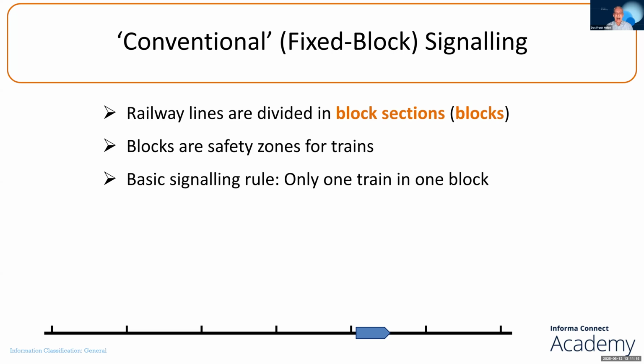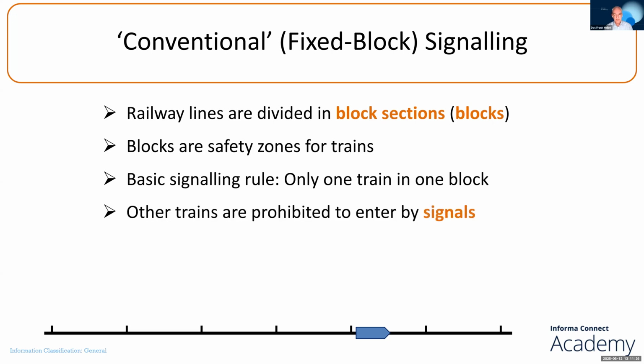Now, how do you prevent other trains from getting into the same block section? That would be a risk. They could collide, right? We don't want that. So block sections are protected by signals. There is the concept of a red signal or a stop signal. And that means any train coming in from the left would not be allowed to pass that stop signal.